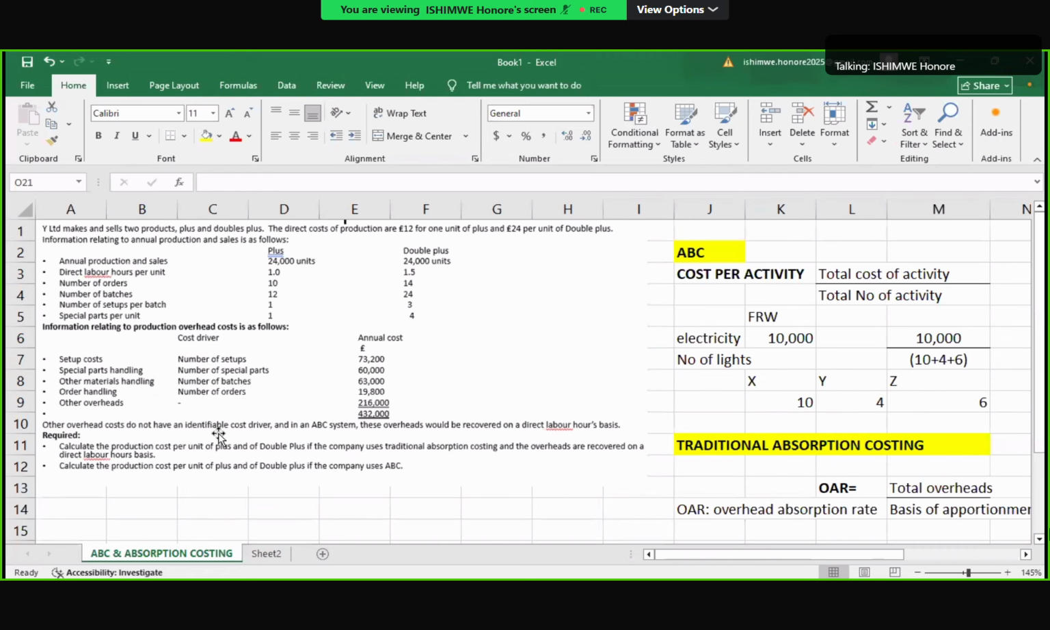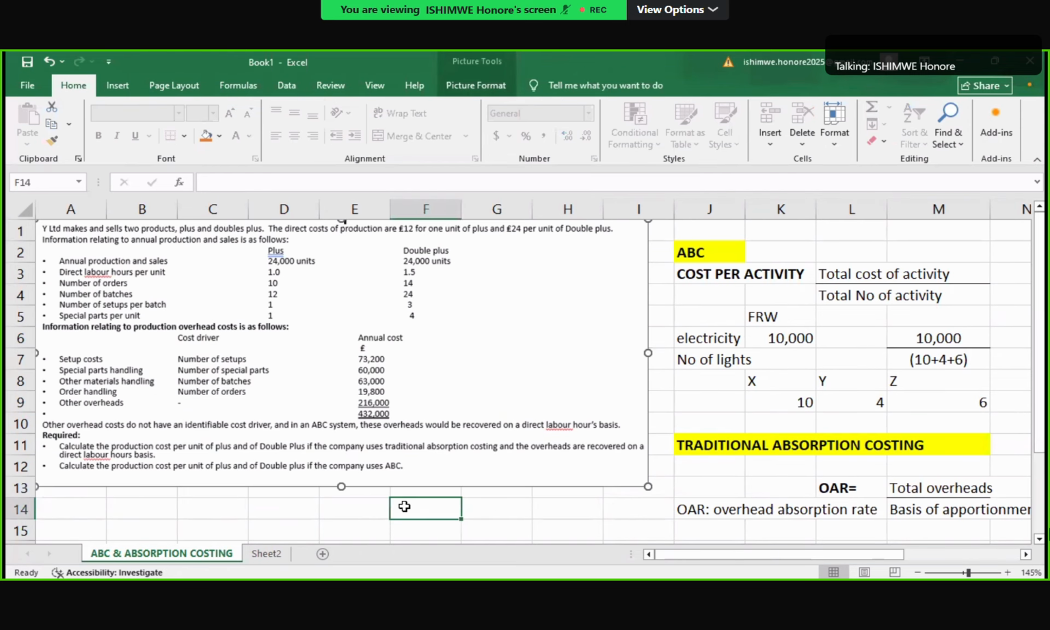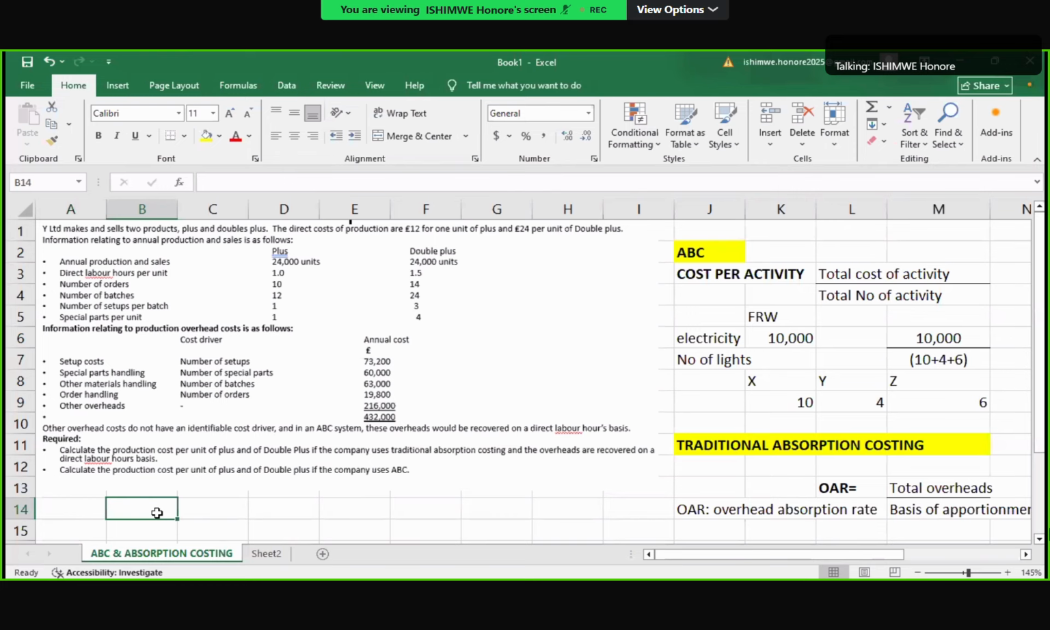Let's answer our question. Remember, our question was this. I hope you can see. You might be forgetting where we were because I wanted to give you an example on what we have said, and then now we can go into practice. I'm not going to read the question again, but these are the requirements. They say calculate the production cost per unit of Plus and of Double Plus if the company is using traditional absorption costing and the overhead recovered on the direct labor hour basis. It means we have to use the direct labor hour basis as the basis of apportionment.